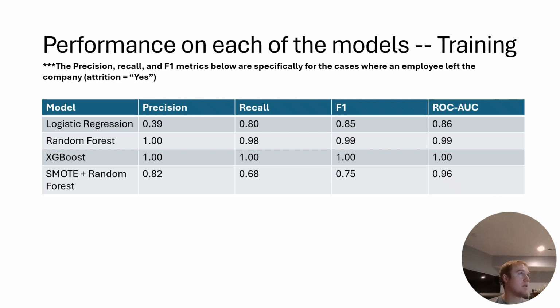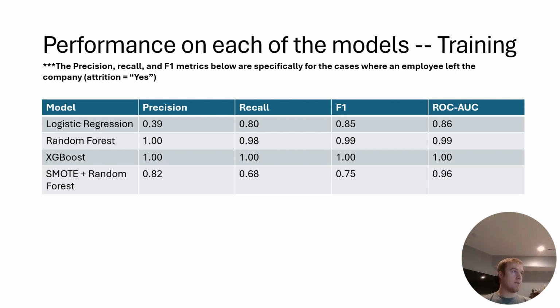On this slide, I'm going to highlight the performance on each of the models in the training data set. So the precision, recall, and F1 metrics below are specifically for the cases where an employee left the company or the attrition value was yes, because that's pertinent to the goal of the project, which I'll rehash later. So the first model, logistic regression, had the lowest precision, recall, and F1 scores, as well as the lowest ROC-AUC score of 0.86 or 86%.